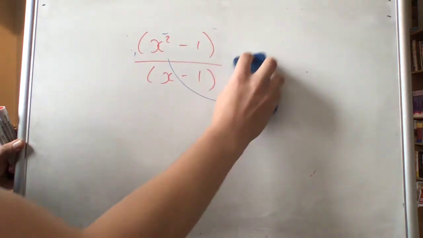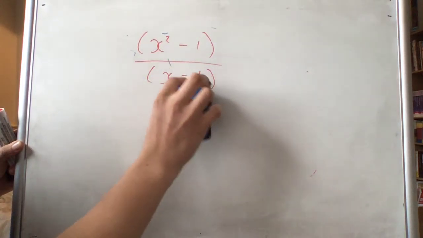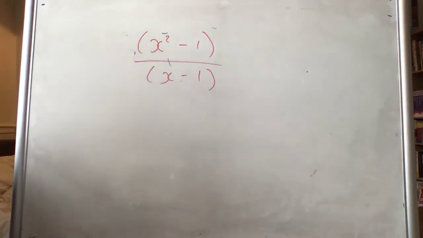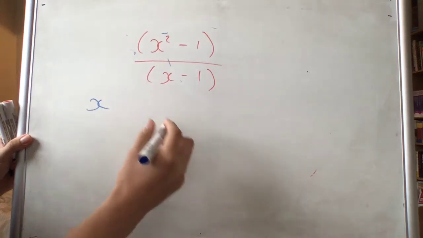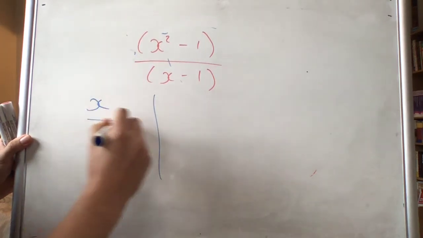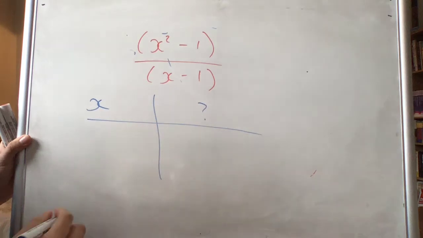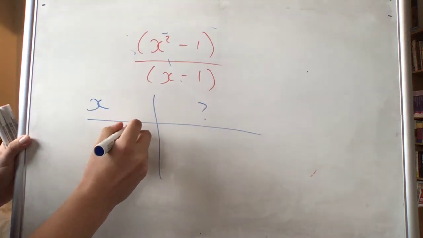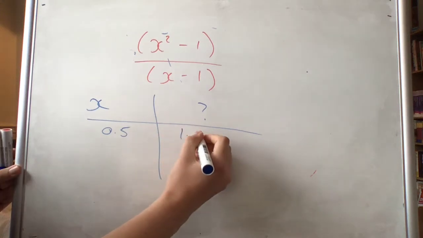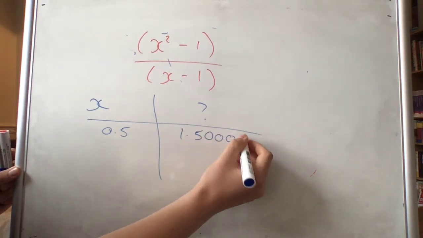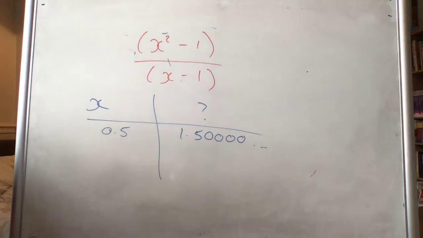Let's just get rid of this blue part as well as I can. So we've got this here, x squared minus 1 over x minus 1. Let's say we start with x and then we're going to get our value out over here. So if we put 0.5 into our calculator, 0.5 squared minus 1 over 0.5 minus 1, we're going to get 1.5 out in our calculator.